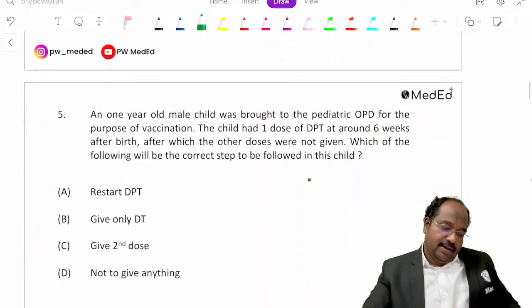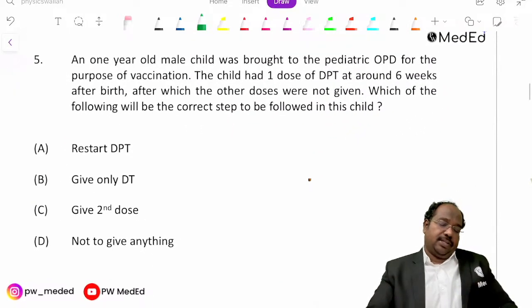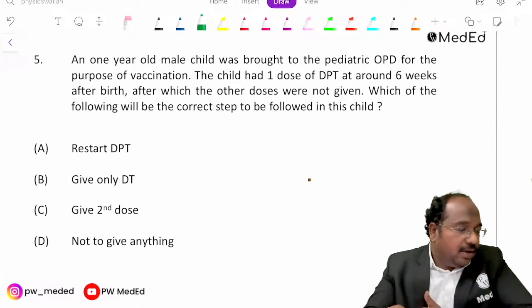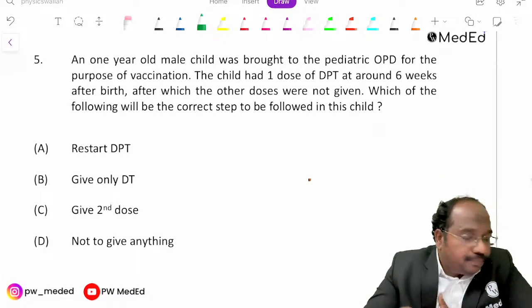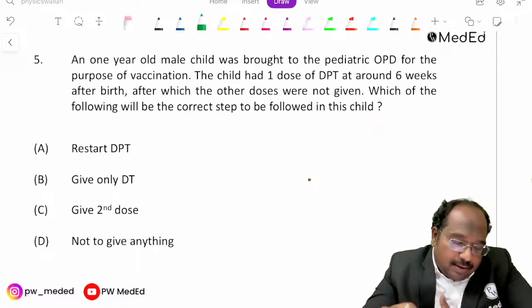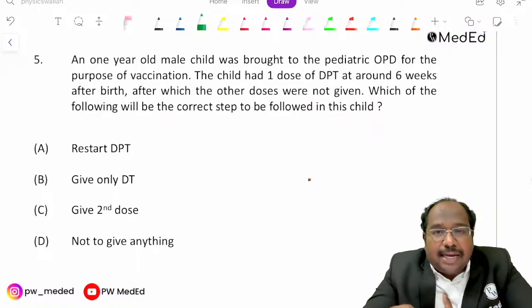Hope this is clear. We'll go to the next question. Question number 5. Are you able to follow? You can put it there in the chat box.